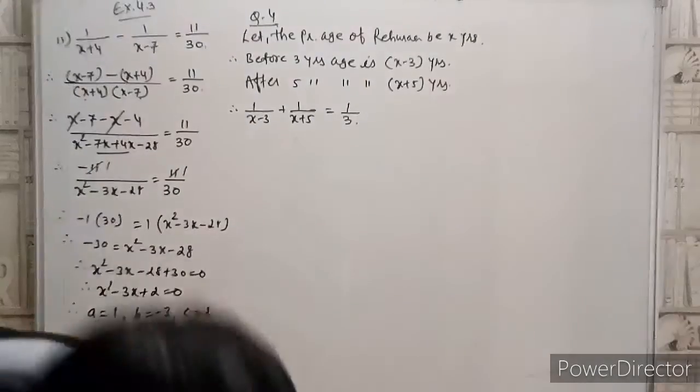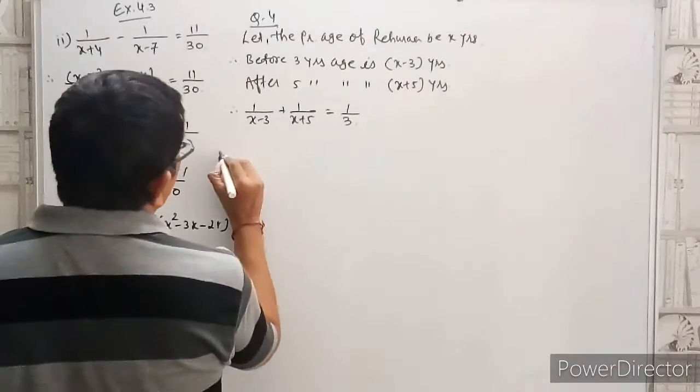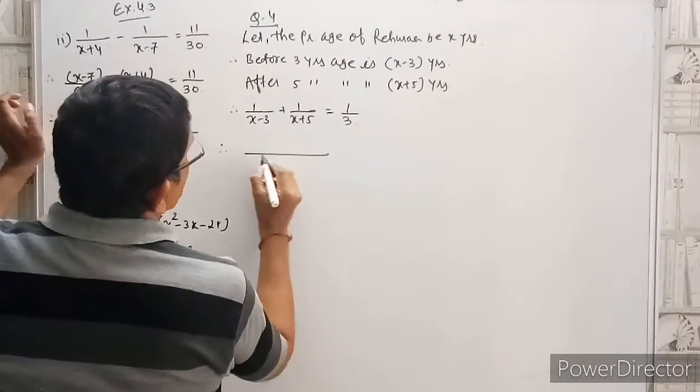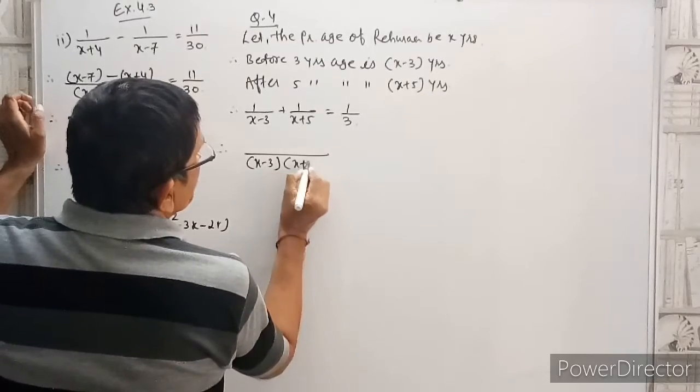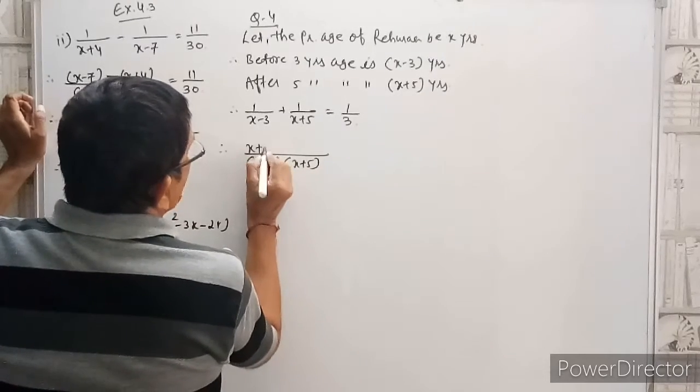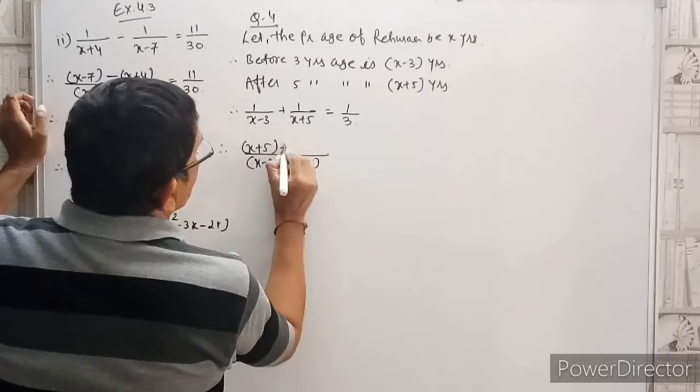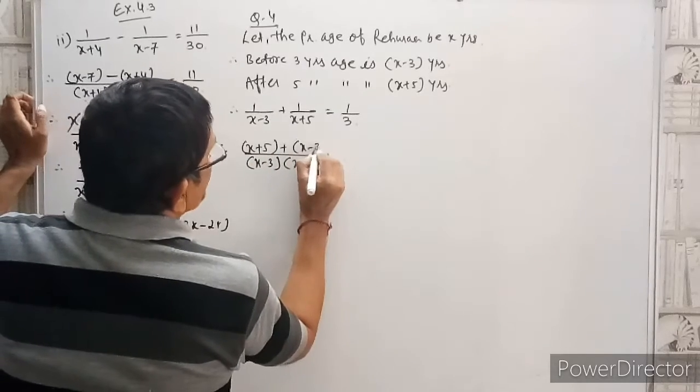Okay. So now we have to simplify this. Similar to this question, take LCM x minus 3 and x plus 5. So it is x plus 5 plus x minus 3.